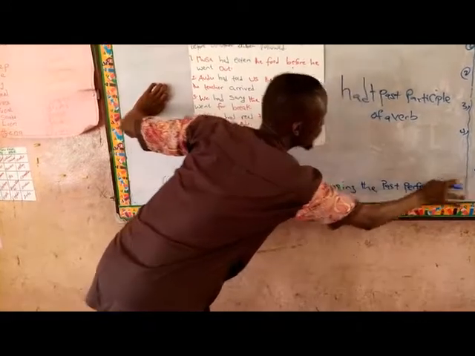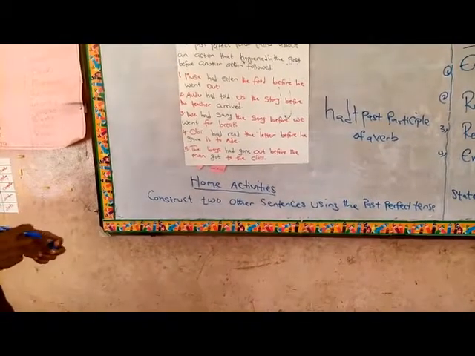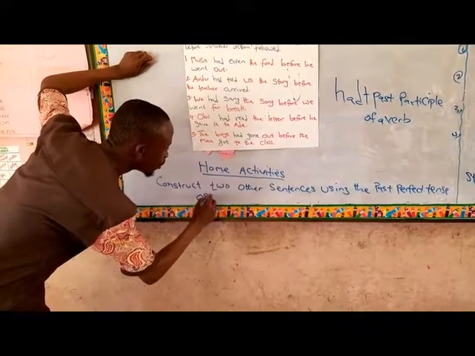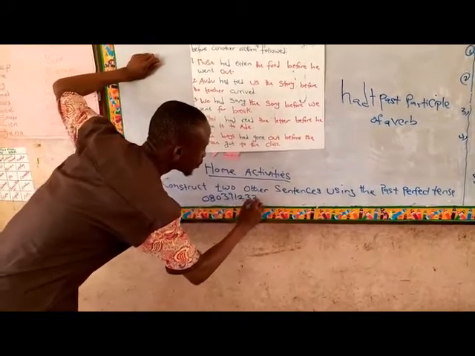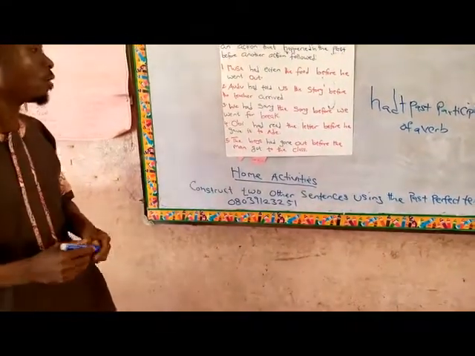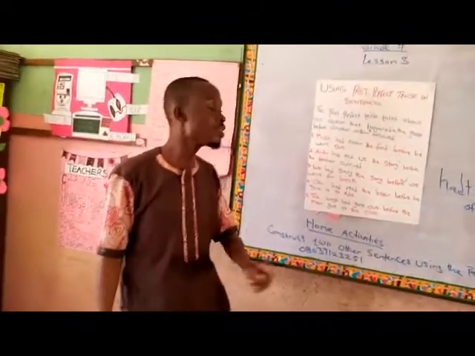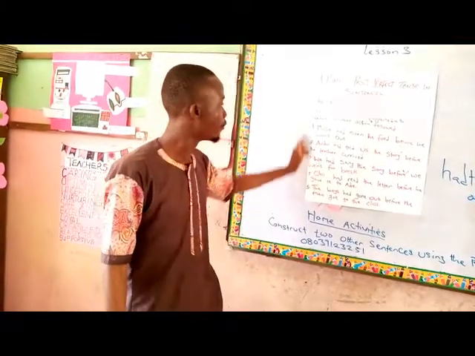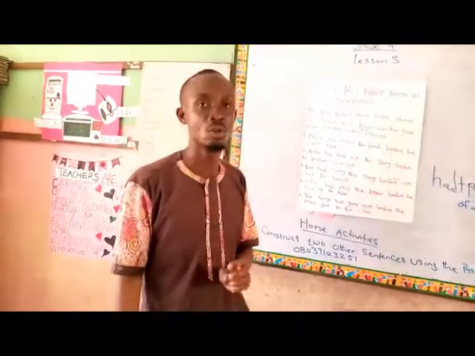Alright, now you are going to construct two other sentences using the past perfect tense. And once you've done that, you send it to me via WhatsApp. Yes, once you've done that, you send it through WhatsApp to this number. Remember never to copy any of the examples I've given. Write yours out for me to be sure that you've understood what we have done today.